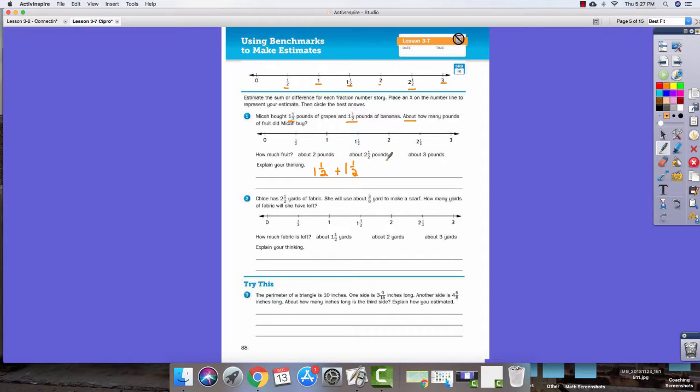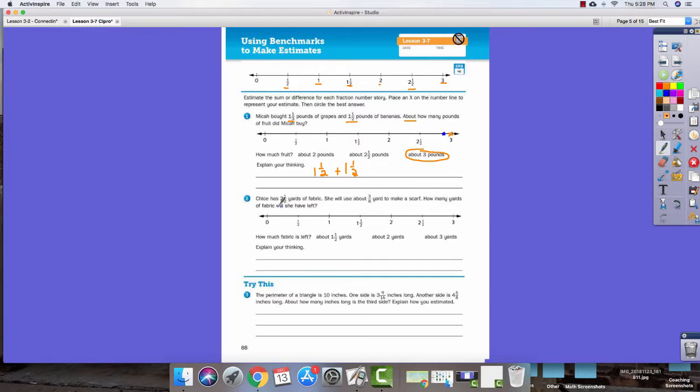So about how much fruit did Micah buy? Well, Micah bought about 3 pounds, okay? So I can place my X over here and my 3 on my number line. He bought about 3 pounds. If I want to be a little bit more precise here, I know I rounded 1 1/3 up to 1 1/2. So I know he bought probably a little less than 3 pounds. But again, we're just estimating, so about 3 pounds.